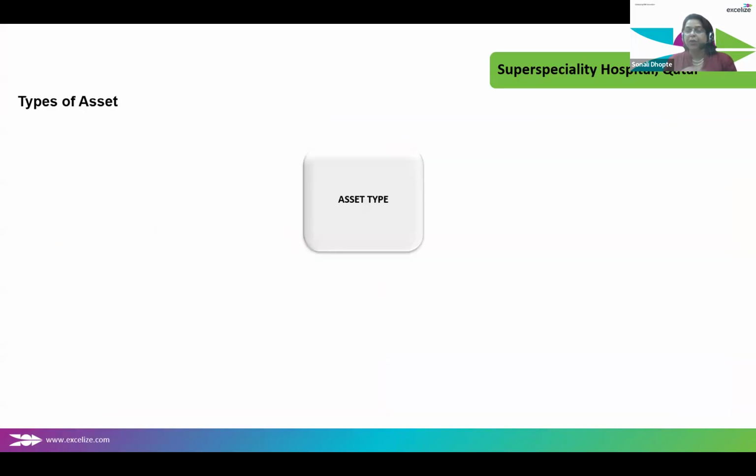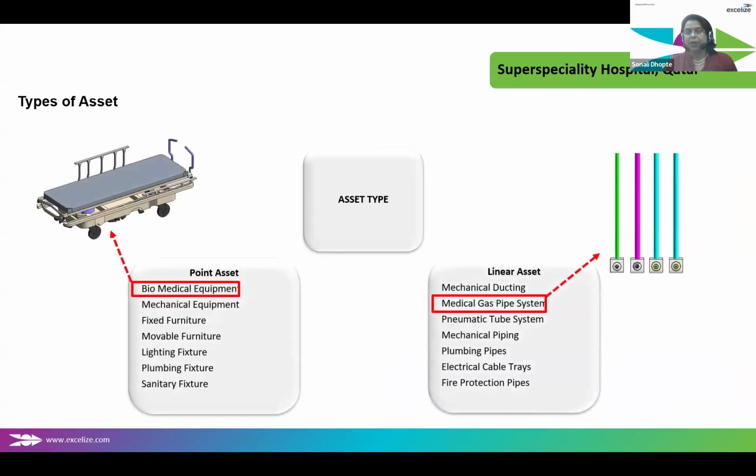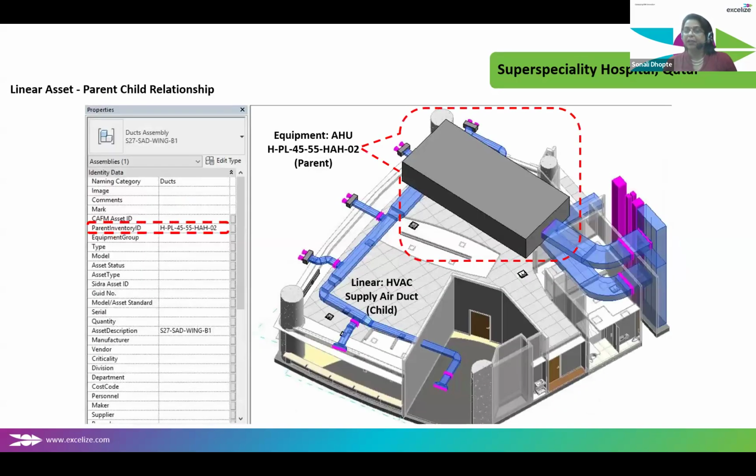So essentially what you have to understand is that there are different aspects that are part of the model. Assets is what we would call them. There's equipment, point assets, and then there are linear assets. And all of these together help us maintain a building.